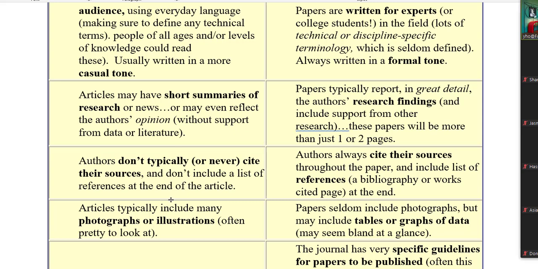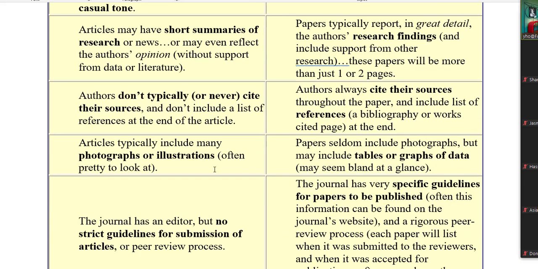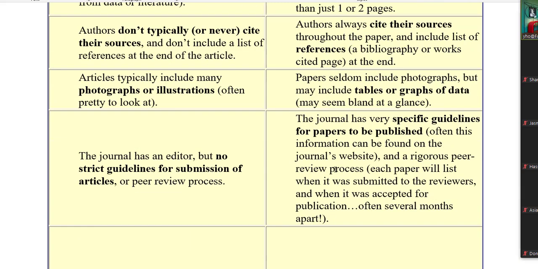Wikipedia is not a reliable source because Wikipedia lacks in-text citations. In popular sources, they will cite facts, but not always put in-text citations. Whereas in a peer-reviewed source, you always have to cite your source if you want it to be considered credible. You also include a list of references. Articles may include many photographs or illustrations, often pretty to look at. In other words, popular sources. Scholarly papers just have a lot of tables and graphs, but seldom any photographs.